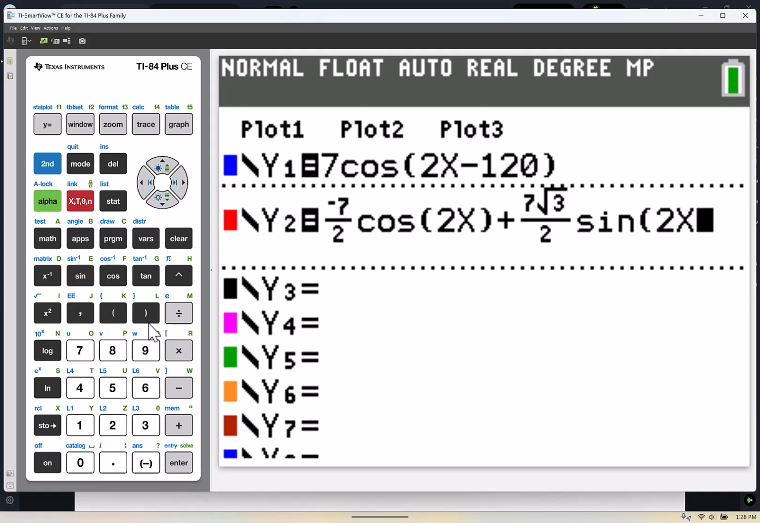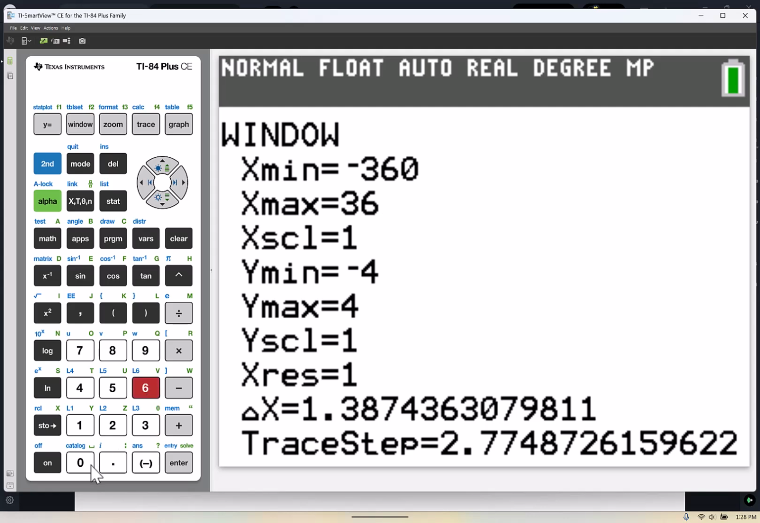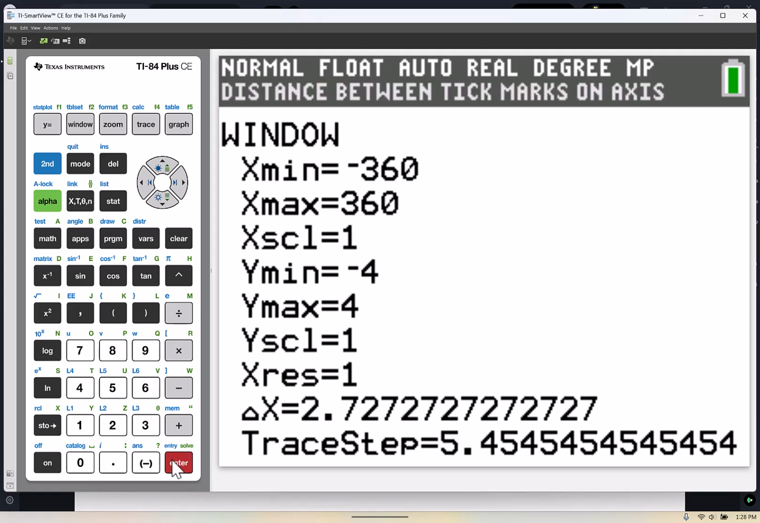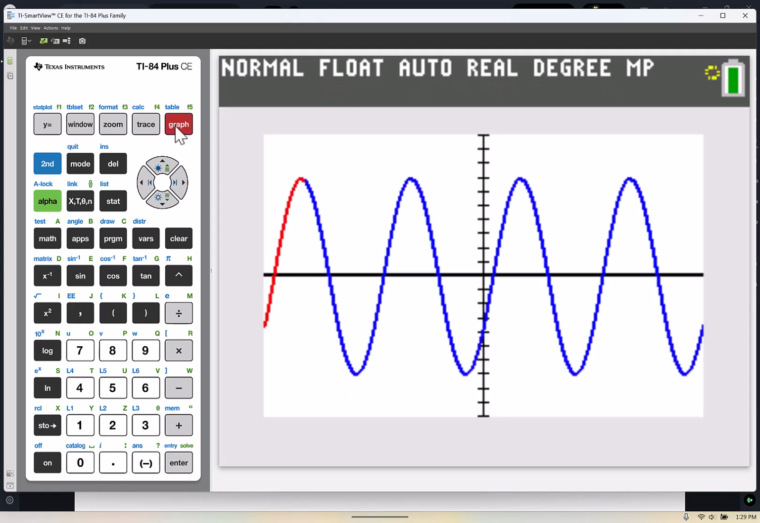And check it out. I'm going to go window. I'm in degree mode, guys. So I'm going to go negative 360 to 360. It just depends what I feel like sometimes. And then amplitude, I'm going to go negative 10 to 10. And graph. And voila, look at that. Same graph. Isn't that cool?